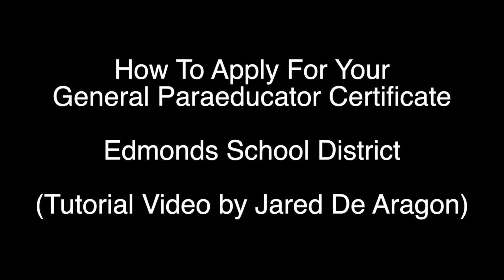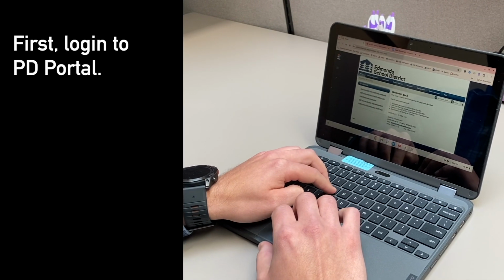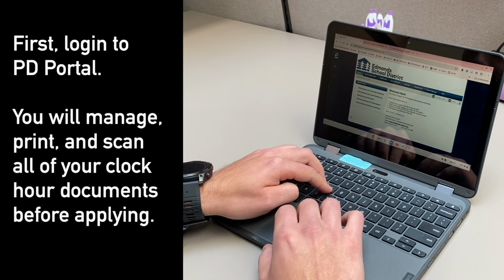This video is going to walk you through the process of applying for your General Paraeducator certificate. First, you're going to want to log into PD Portal. PD Portal is where we track all of our clock hours in the Edmonds School District.